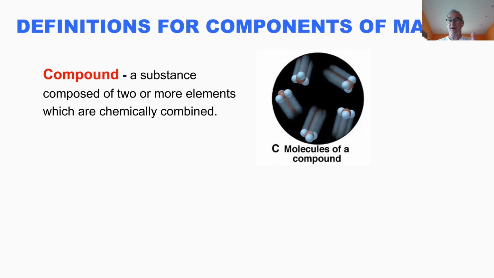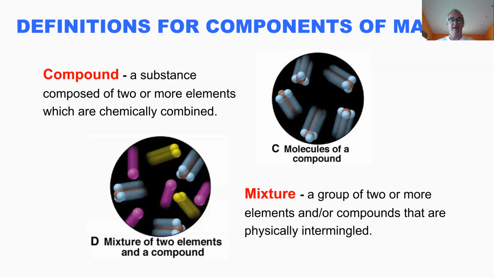So a compound is two or more elements combined together. A mixture is a group of two or more elements or compounds that are just physically mixed together. Now, there's a difference between being physically mixed together and chemically mixed together, right? So in a compound, those atoms are linked together and you can't separate them unless you do some chemistry on them. Now, a mixture, you don't have to do chemistry on them.